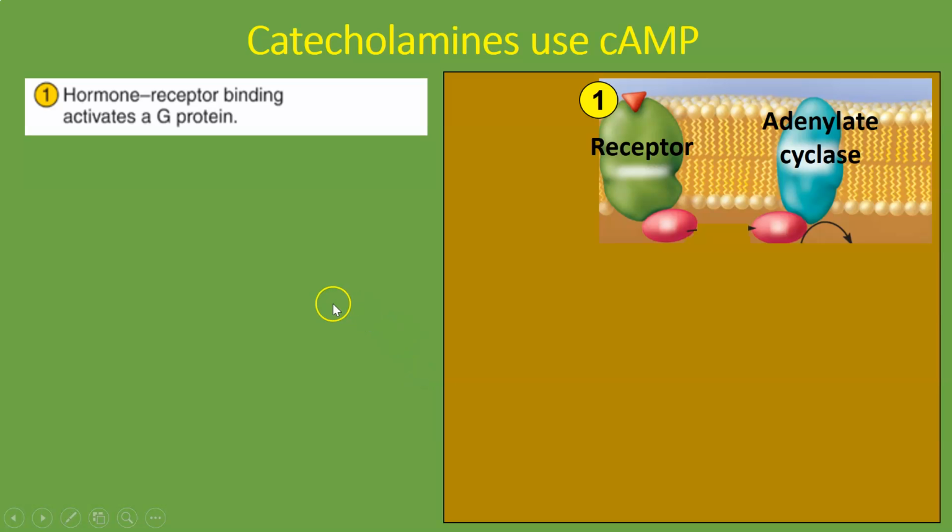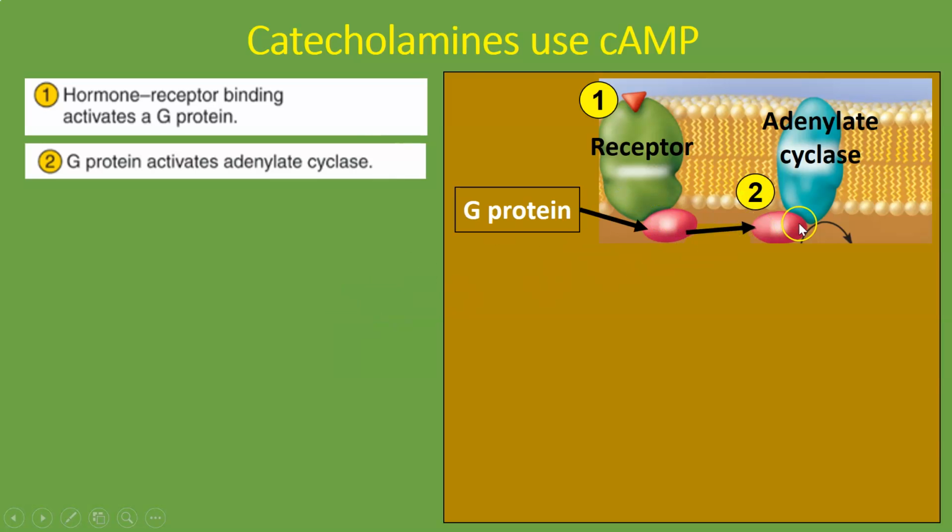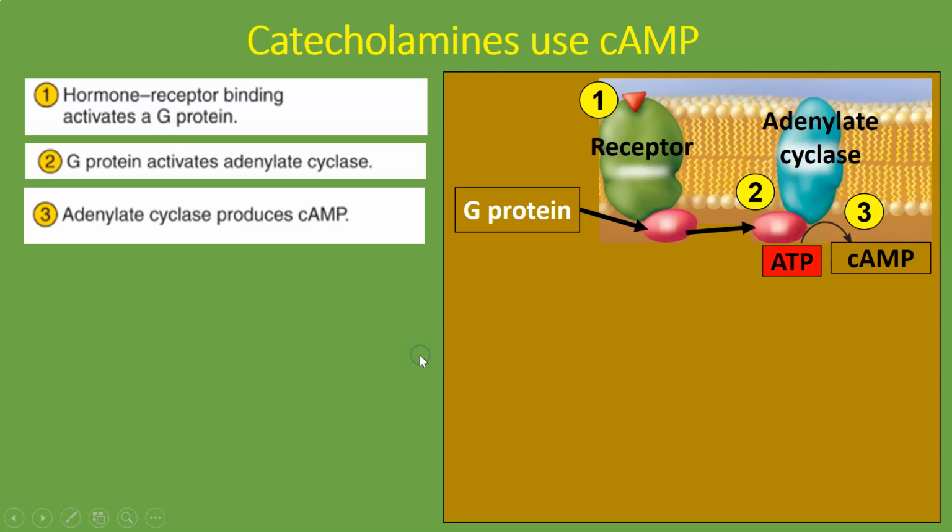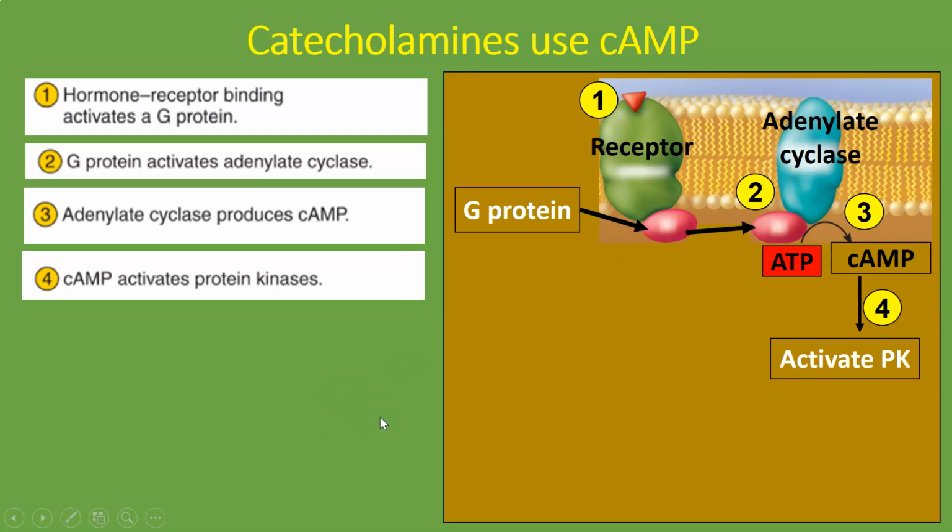So a hormone receptor binding is going to activate our G protein, which activates adenylate cyclase. And what adenylate cyclase does is convert ATP to cyclic AMP. So it's taking off one of the phosphate groups from ATP and then forming a ring. That's what the little C means in cAMP. And so it's forming a ringed molecule.